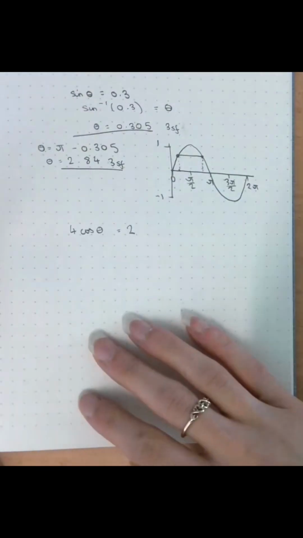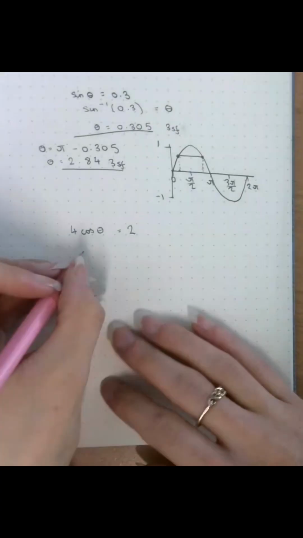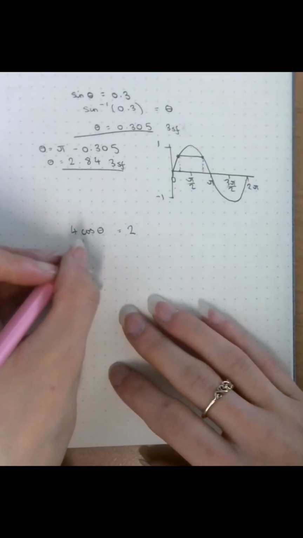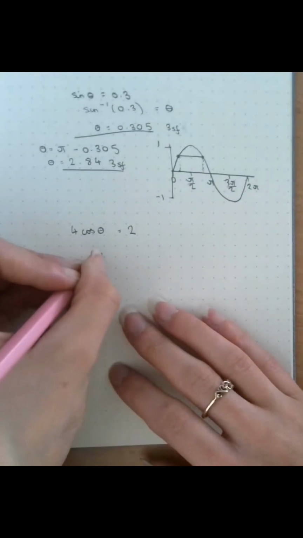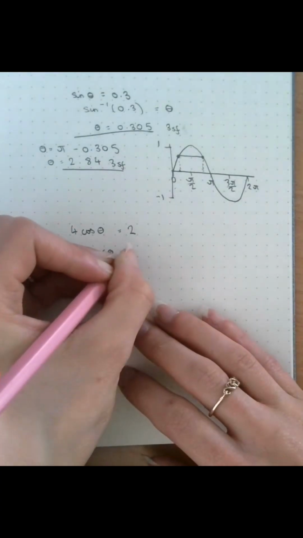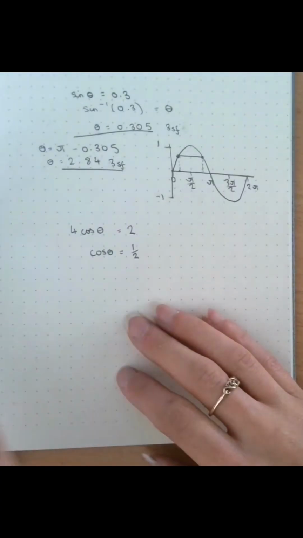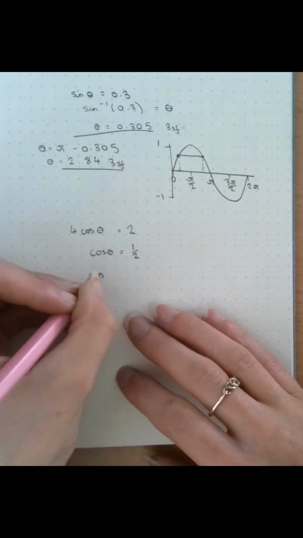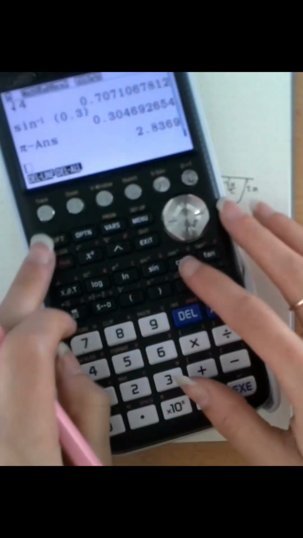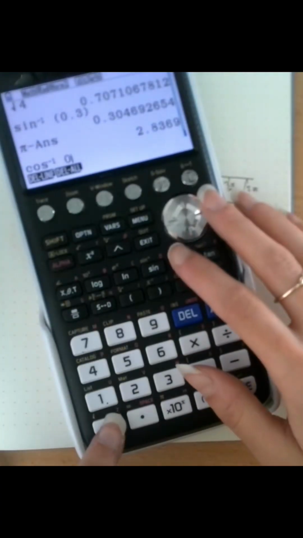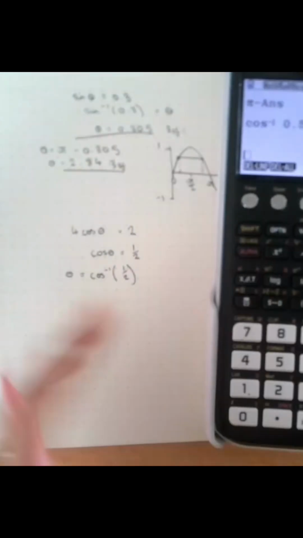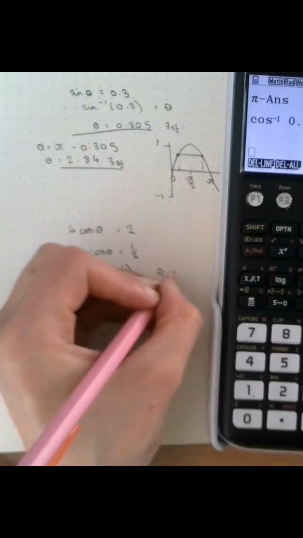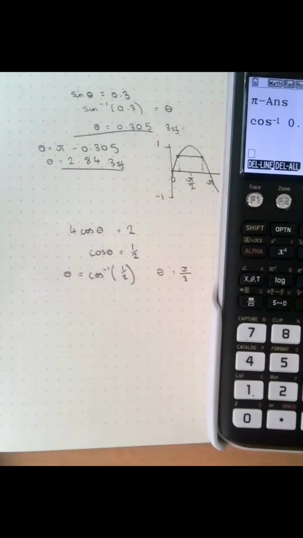So let's have a look at question 2 now. 4 cos theta is equal to 2. So I'm just going to divide by the 4 there. So that will give me cos theta is 2 over 4, which is a half. So then let's just inverse cos that. So inverse cos of a half, we get pi over 3. So we get an exact solution there. So if you get an exact solution, please make sure that we are writing it as an exact solution.